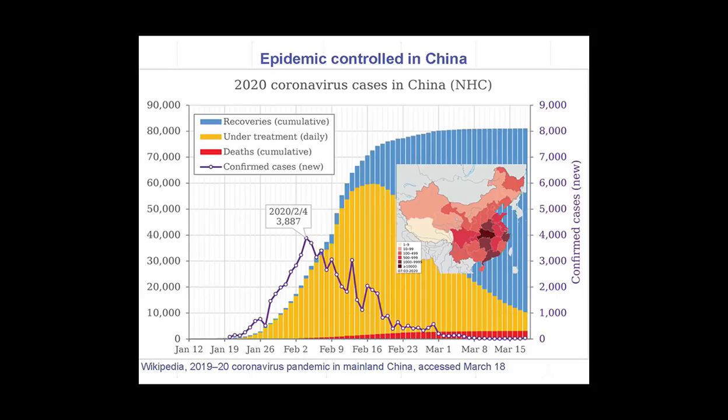and through fairly extreme social distancing was able to bring the virus under control and essentially get rid of the epidemic to the point where they should really be concerned about cases now spreading back into China from the rest of the world.